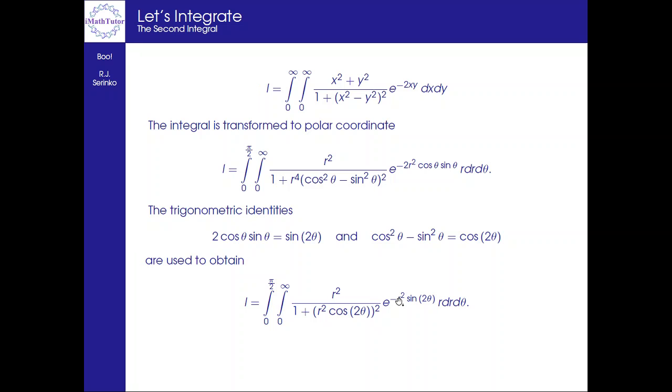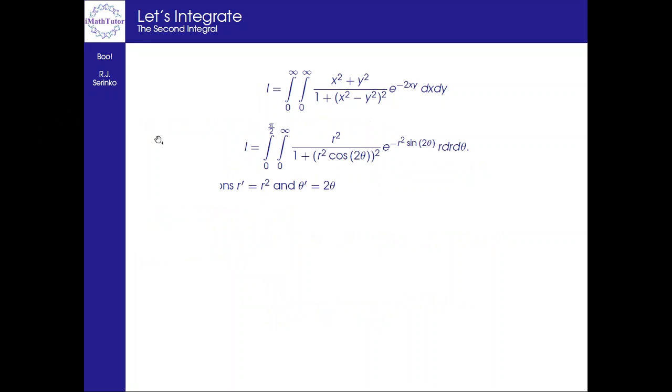Notice here I've got an r squared sine theta. Now, if that were an r, that would just be y. And if this were an r, that would just be x. And it would look like we'd be starting to be able to separate the integrand into a function of x and y alone. But we're not there yet. So why don't we do a substitution. What we'll do is let r prime equal r squared and theta prime equal 2 theta.